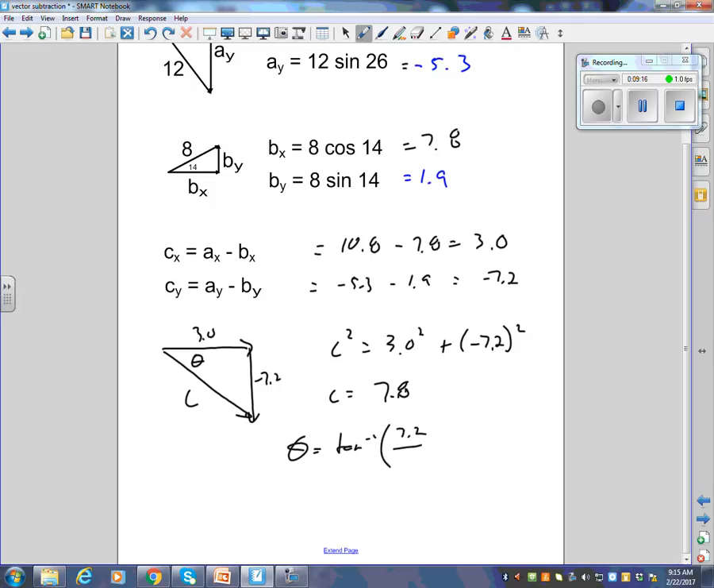7.2 over 3.0. Now, should the 7.2 be negative here? Or is that going to cause problems? Say that again, Tanner? You're right. You shouldn't put the negative in there. In fact, it's going to mess things up, right? Because now we're just talking about a geometric triangle, right? We know that it's down, so don't put the negative in there. It's going to mess up your calculations. 7.2 divided by 3.0. 2.4, second function tan. 67 degrees. So that would be east 67, south, I think, right?